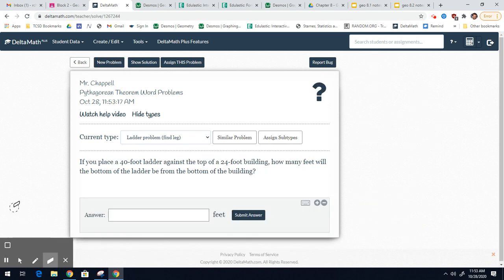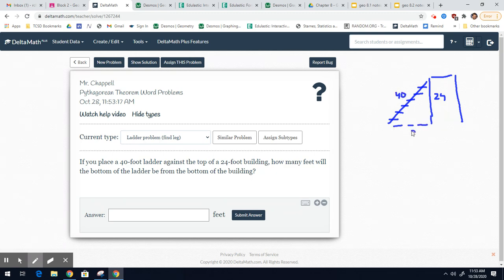All right, here's the next one. This is a pretty common Pythagorean Theorem question. If you place a 40-foot ladder against the top of a 24-foot building, how many feet will the bottom of the ladder be from the bottom of the building? Okay. So in this problem, you have a building. So this building is 24 feet tall. You have a ladder going up to that building. That ladder is 40 feet long. And you want to know this distance right here. What is the distance along the ground between the bottom of the ladder and the bottom of the building?